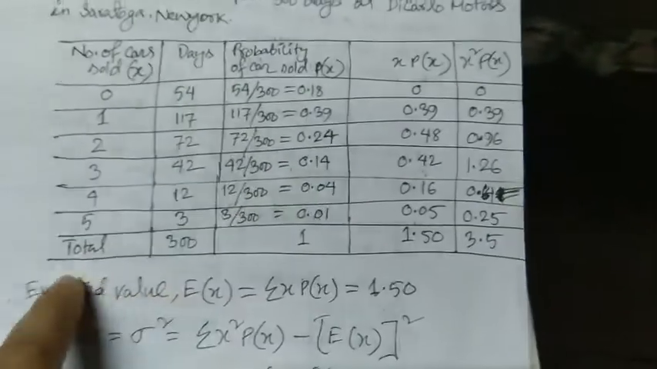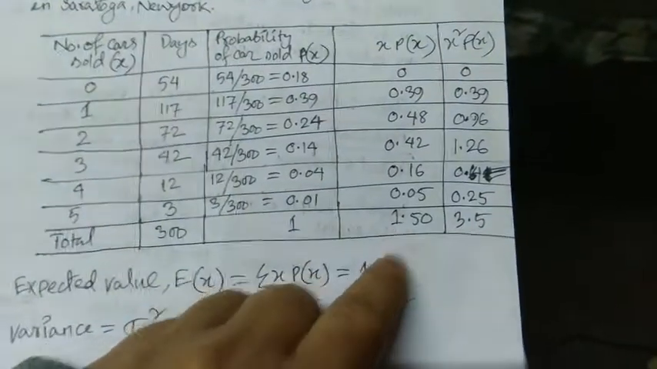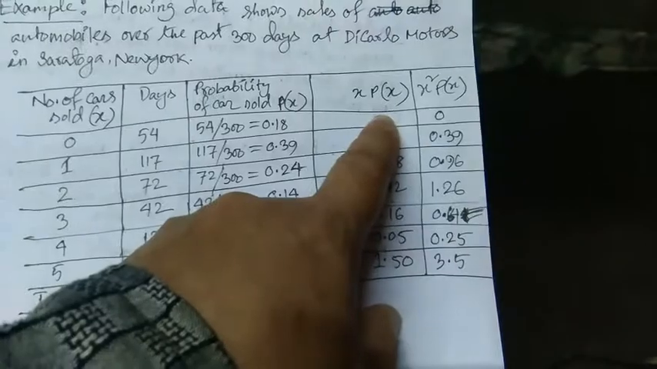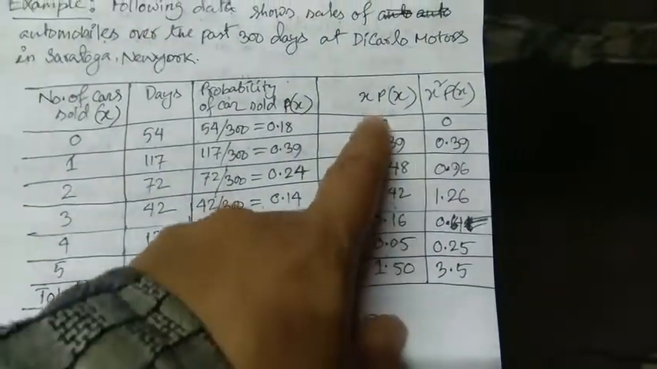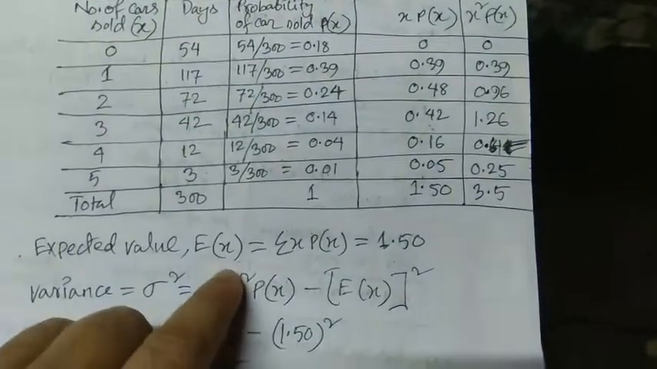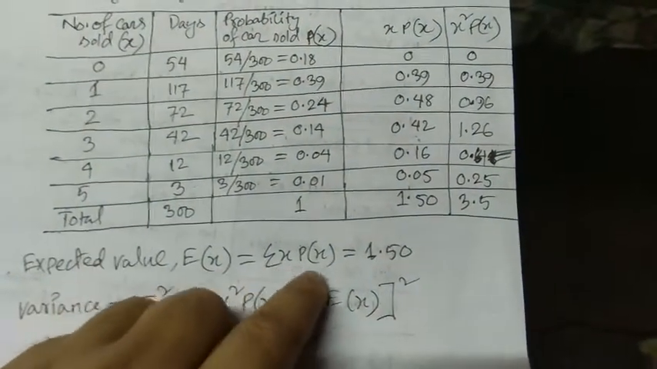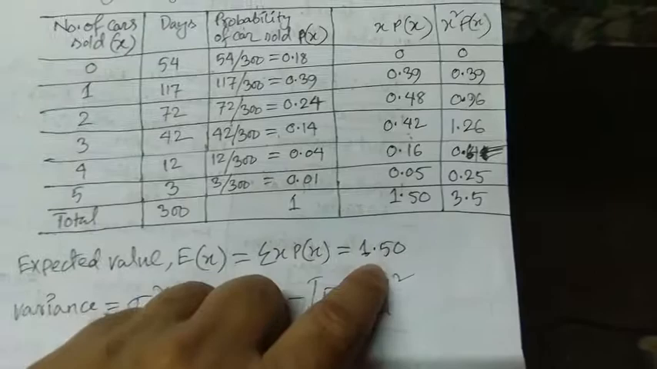If you get the total of this column, this is 1.5. That means this is the summation of xp(x). So this 1.50 is the summation or total of xp(x). So the expected value of x, that means the summation of xp(x), is 1.50.